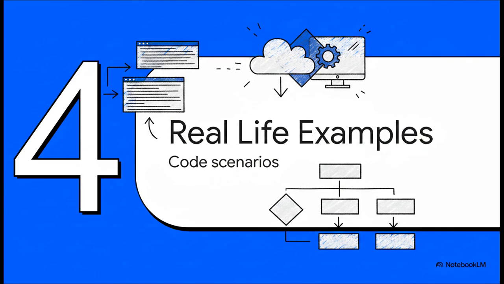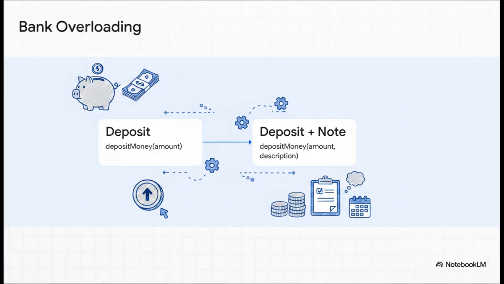Section 4. Real-life examples. Let's see this in actual code scenarios. Let's ground all these rules with a practical example. Imagine a banking system using overloading. Method number 1 is deposit money, and it just takes one parameter, the amount. Now, method number 2 has the exact same name, deposit money, but it takes the amount and a description. The logic here is crystal clear, right? Sometimes a user just wants to drop off cash. Other times, they want to drop off cash and leave a note saying rent money. It's the exact same logical action, just handling different levels of input detail.